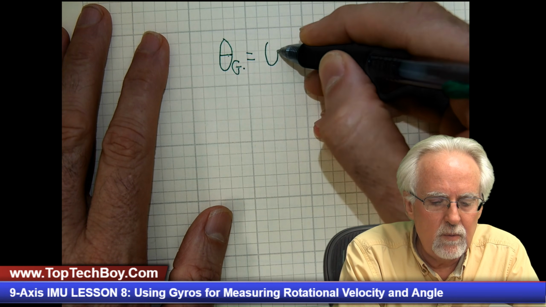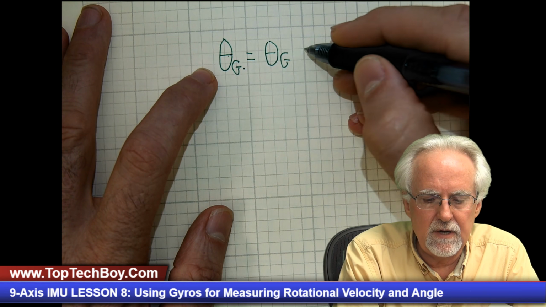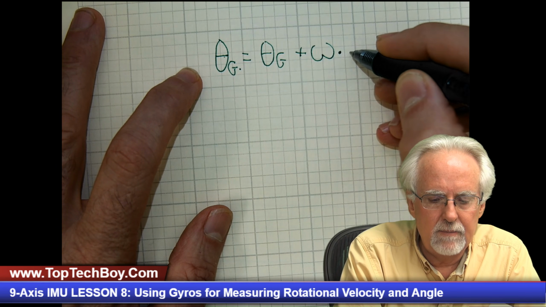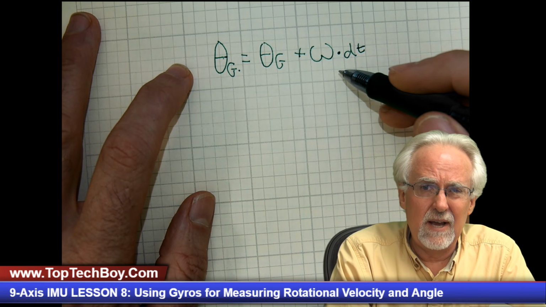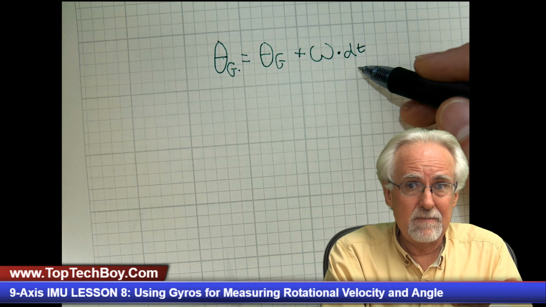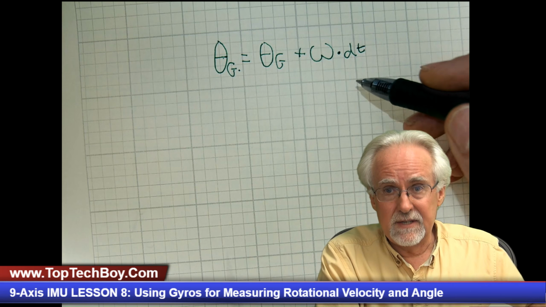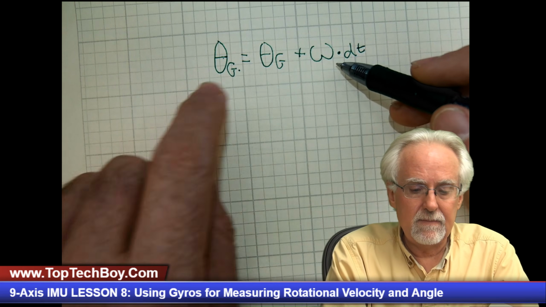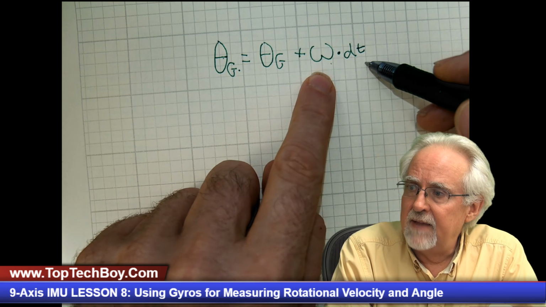What would the pitch from the gyro be if we have angular velocity? It would be wherever we were before. So the new pitch is equal to the old pitch plus how fast we're spinning times the change in time. You can think of this as distance equals rate times time. If I'm going 60 miles an hour, and since my last measurement I've gone an hour, then 60 miles an hour times an hour, I've gone 60 miles.